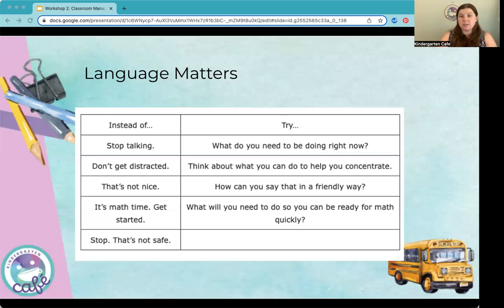And simply saying like, stop, that's not safe. Instead, show me a safe way to do that. So again, it's believing that they can do it. And it's just a show me that you're ready to do this. Show me that you can do that safely, things like that.